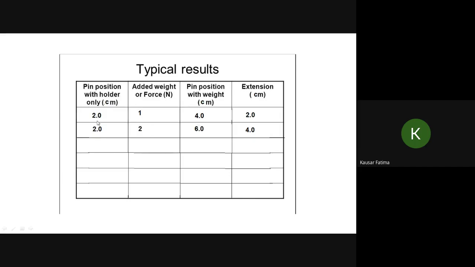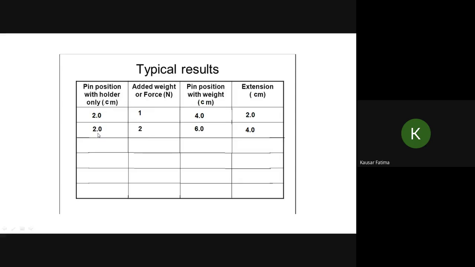Suppose initially when there was no weight hung in the holder, the position of the pointer was 2. It could be 0 also. So here it is 2, and when the weight of 1 Newton is added, the pointer position becomes 4. It means the spring has extended. It is stretched. So how much is the extension? You will subtract the initial position from the new position, right? So 4 minus 2 is 2. So this is the extension.